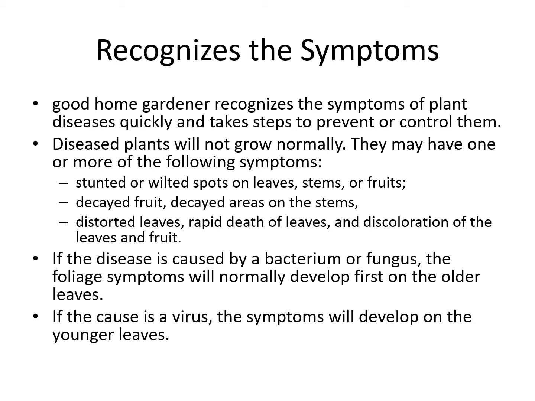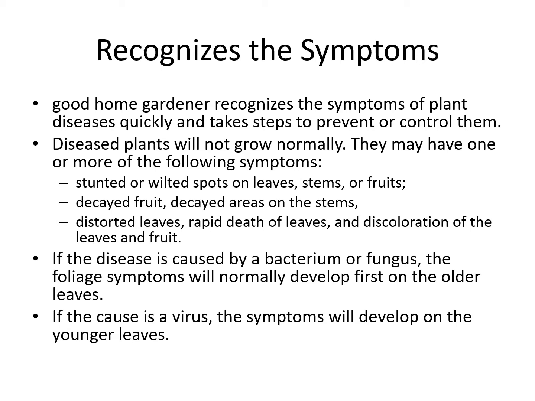So diseased plants are not going to grow normally. We usually have some of the same symptoms we have when our nutrient supply is not up to par, and that's stunted or wilted leaves, or spots on the leaves, stems, or fruits. You can have decayed fruits or decayed areas on the stems, distorted leaves, rapid death of leaves. You can have discoloration on the leaves and the fruit.